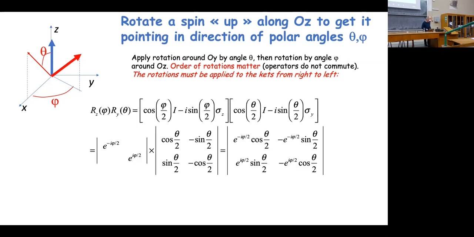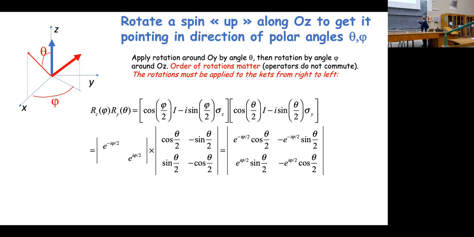So you have to be careful. You start by making a rotation of angle theta around OY, which is described by this matrix: cosine theta over 2 minus i sine theta over 2 sigma y. This is a result I obtained on the last slide.